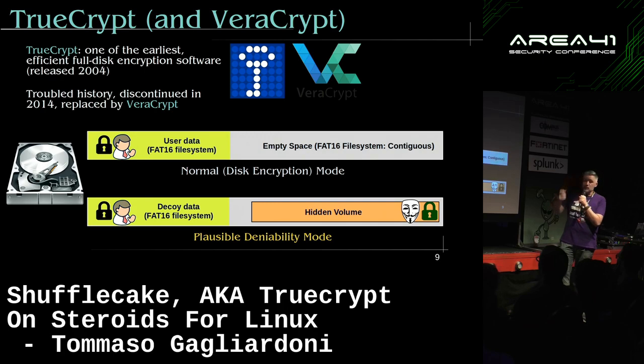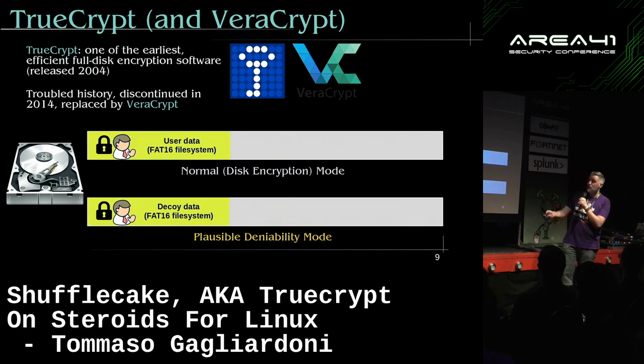But TrueCrypt can also work in a different way, in the plausible deniability mode. In the plausible deniability mode, you have one decoy password that unlocks your FAT file system, but you have a second password, the real password, that unlocks another volume that is embedded inside the empty space left by the file system. So you can unlock your laptop with one password or with the second password. And the plausible deniability mechanism comes from the fact that if you don't have the second password, the two scenarios are indistinguishable to the adversary. So the idea is that you can lie to the adversary. They ask you, give me your password. You only give the decoy data.